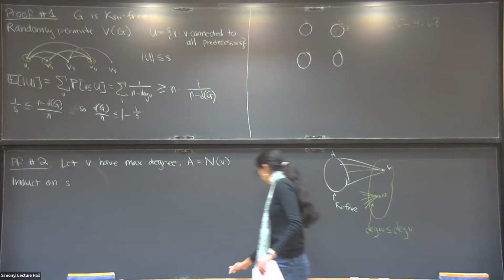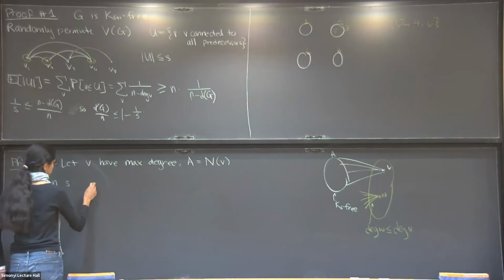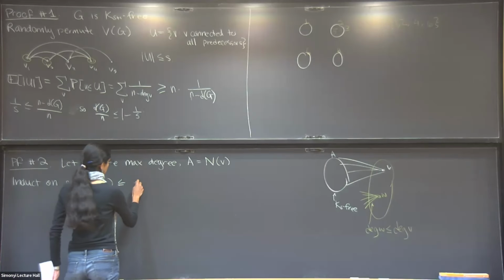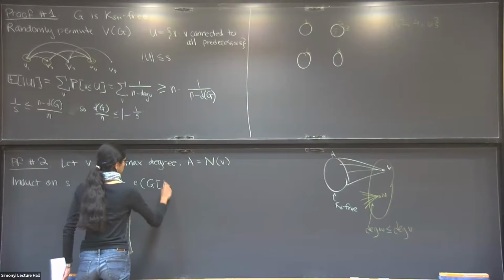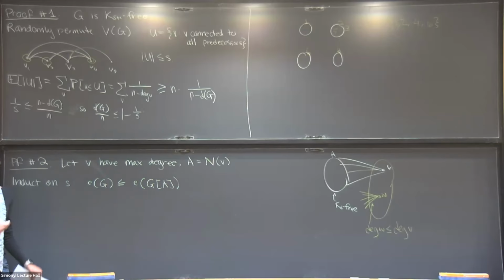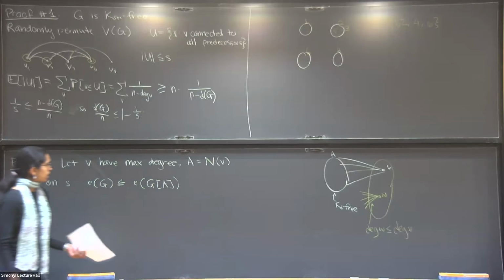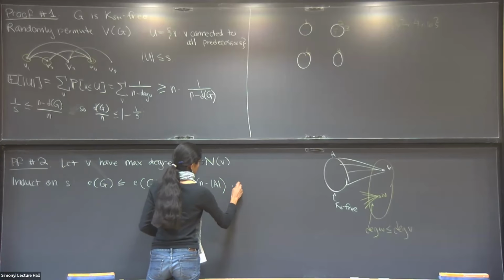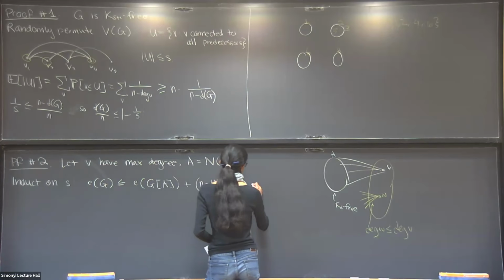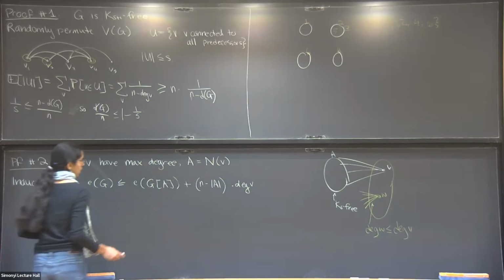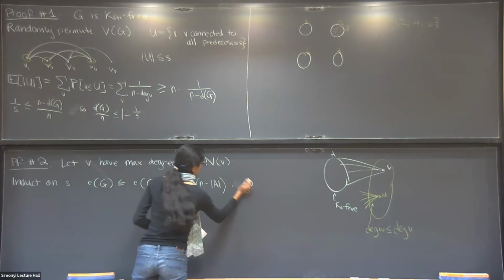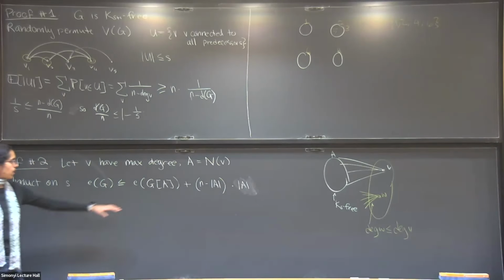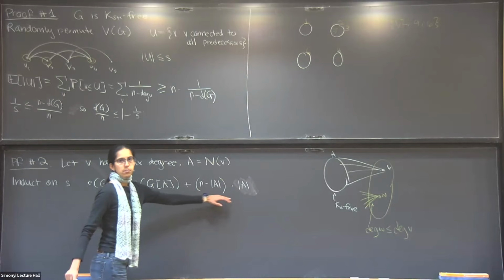So in this example, we see that the number of edges in G is at most the number of edges in A. I'm going to write G induced A for the subgraph of G on A, plus n minus A times the degree of V. And well, we know the degree of V is A, so I'm just going to put that in there. So this counts the edges within A, this counts all of the yellow edges.